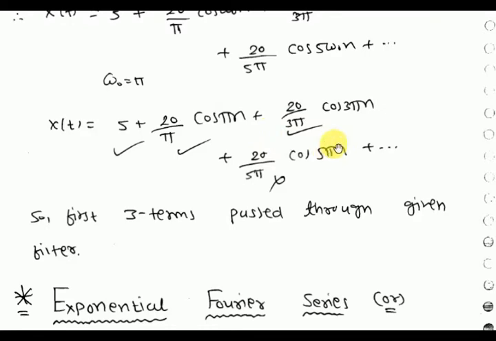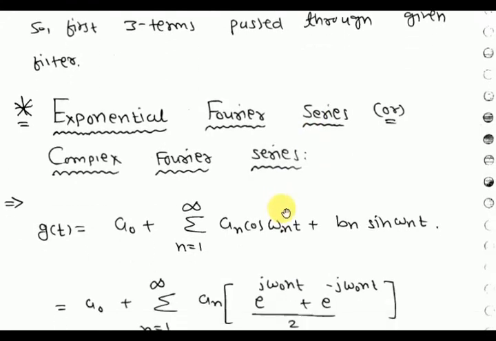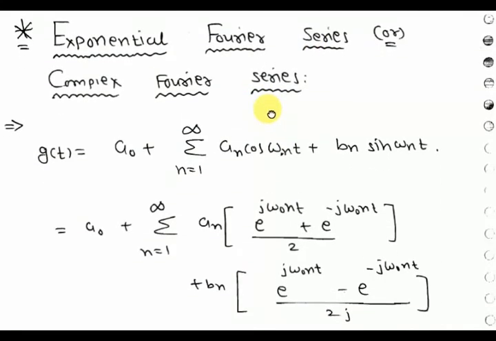So this is greater than 4 pi, all these three terms will be passed. 5, 20 by pi, 20 by 3 pi, this will be rejected. So the first three terms will be passed through the filter. Okay, next.